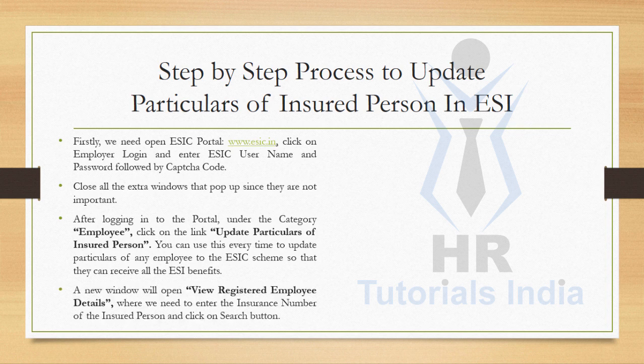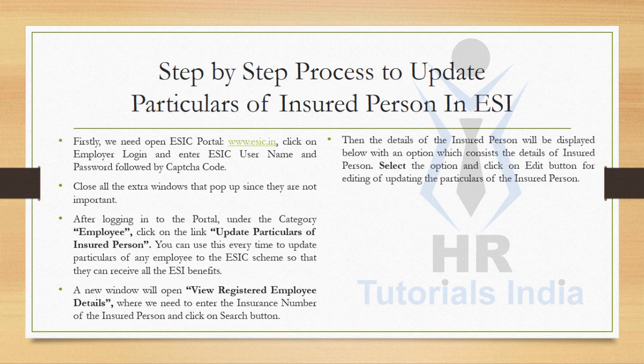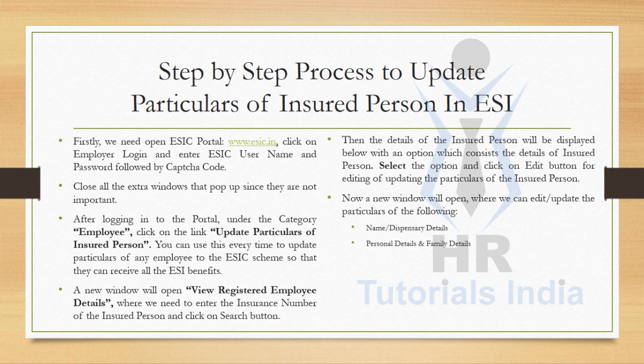A new window will open, View Registered Employee Details, where we need to enter the insurance number of the insured person and click on the search button. Then the details of the insured person will be displayed below. Select the option and click on the Edit button for updating the particulars of the insured person. Now a new window will open where we can edit the particulars, which are as follows: name, dispensary details, personal details and family details, address details, nominee details and bank details.